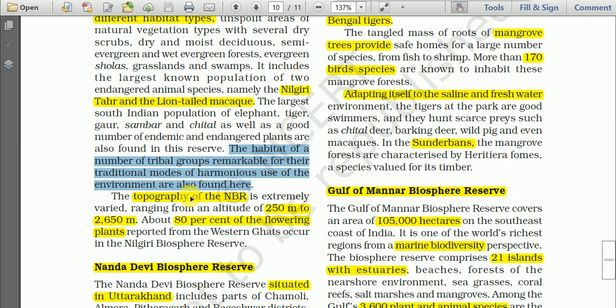The topography of Nilgiri Biosphere Reserve is extremely varied, ranging from an altitude of 250 meters to 2,650 meters. So here the relief is greatly varied, and about 80% of the flowering plants reported from the Western Ghats occur in the Nilgiri Biosphere Reserve. So this is about Nilgiri Biosphere Reserve.